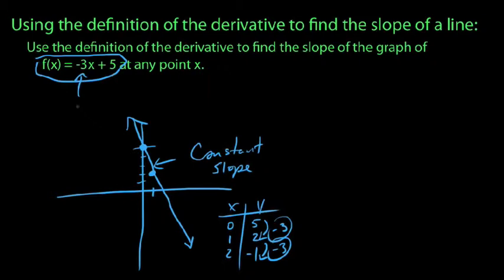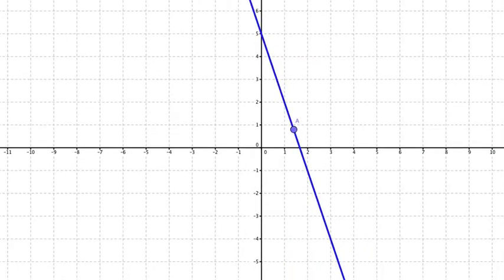So if we were to find the derivative of this graph, then it should always be negative 3. Actually, I've graphed this in GeoGebra. I just want to show everybody this here. We've got a point A on this line, negative 3x plus 5. I slide it back and forth, but what I want to demonstrate here is this.